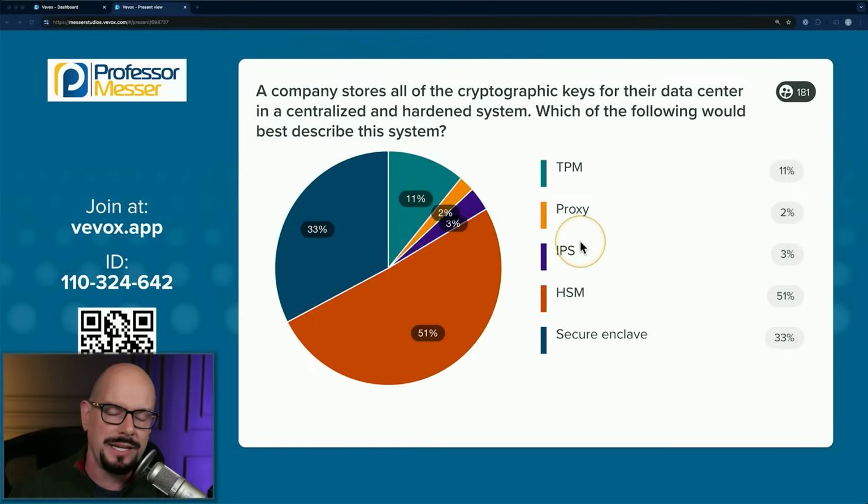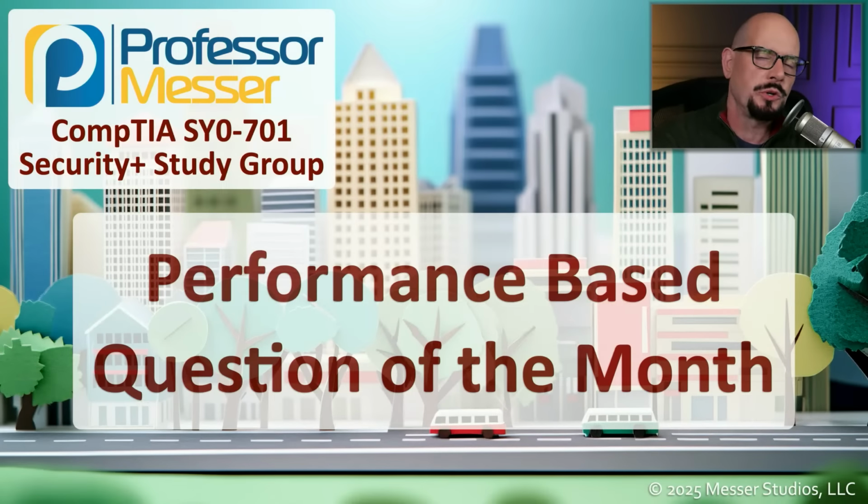We also have proxy and IPS as some of the options. Obviously, a proxy is a middleman to network communication, not exactly what we were talking about here. And an intrusion prevention system is usually looking for vulnerabilities or bad traffic coming through the network and stopping it right there. The answer here, and the one that most of you got right, indeed, is HSM. Well done with that one. Well, now let's do some new questions.